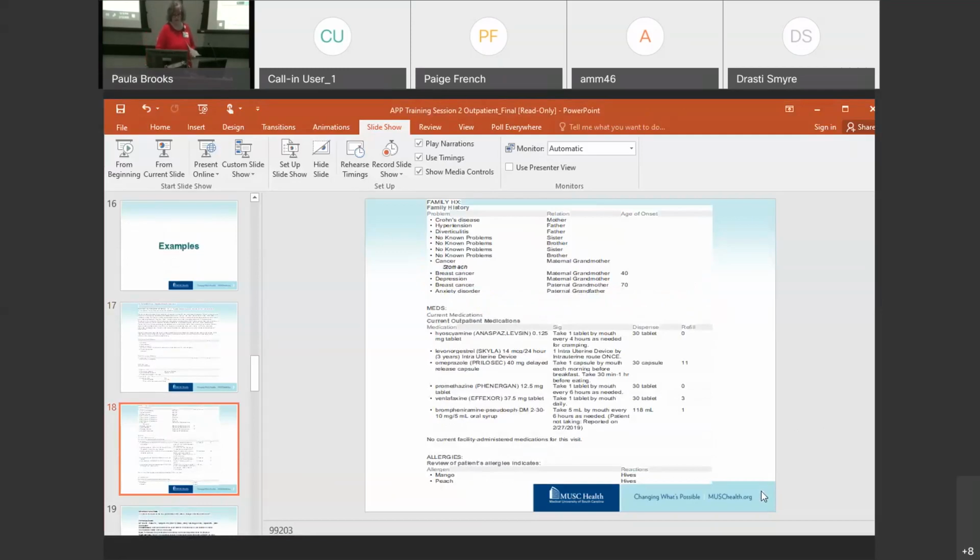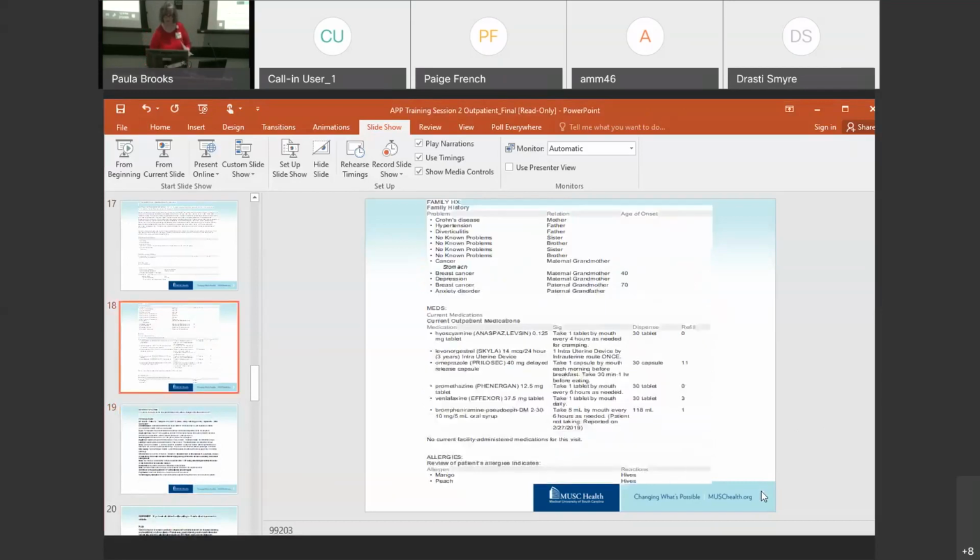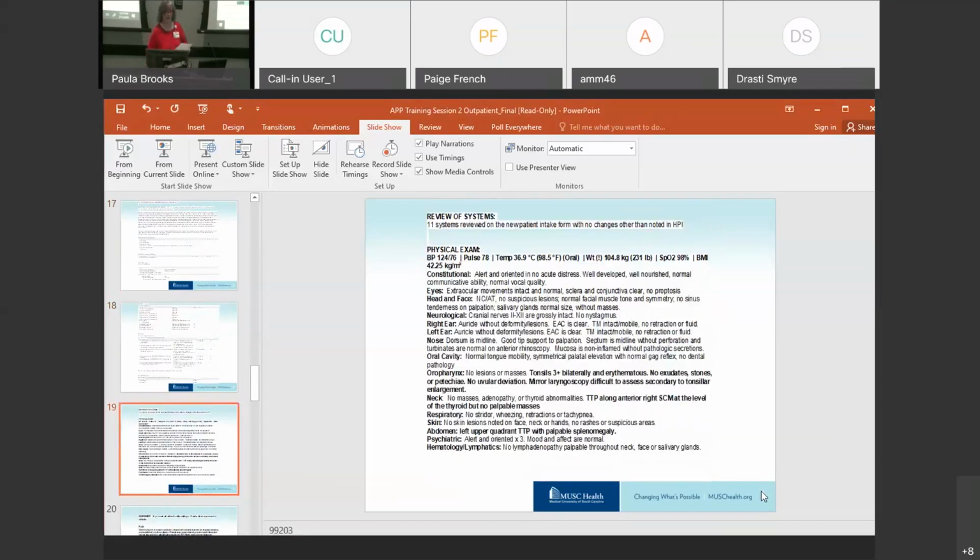We've got medications, we've got allergies. Did I say we had a social history? Yes. Okay. So that means we had all of our past history, family history, and social history, all 3 of them. Then we have this statement for review of systems. It says that 11 systems were reviewed on the new patient intake form with no changes other than noted in the HPI. Does anybody see a problem with this statement?